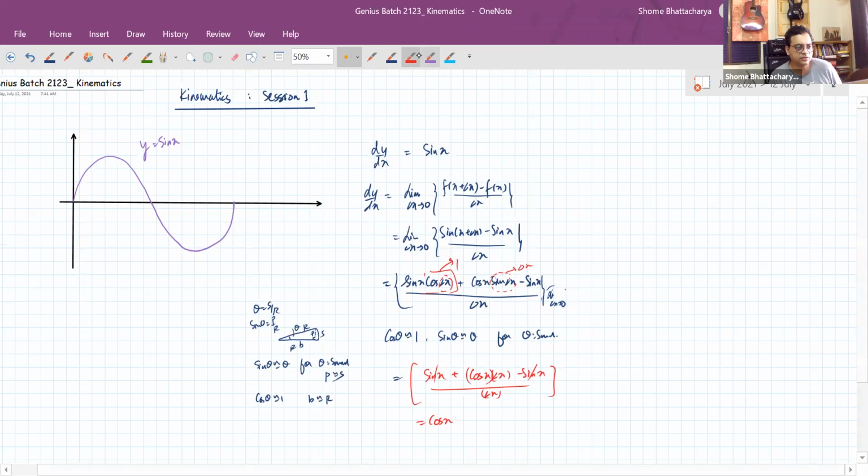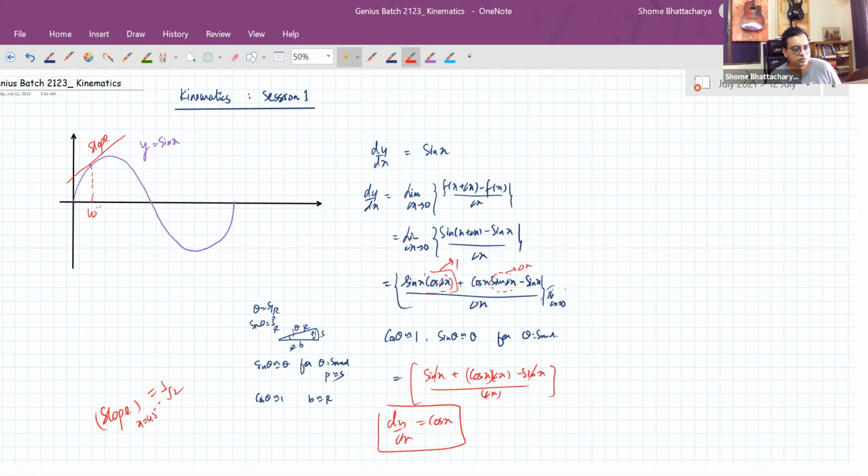Now, what is the meaning of this? Let's understand. We got dy by dx equal to cos x. So now let's understand this in terms of slope. Let's pick some point between 0 and 90, say 45 degrees. If I draw a tangent over here, the slope of that tangent should be equal to the value of cos x, or of the derivative, at x equal to 45 degrees. That's 1 by root 2, so approximately 0.7. Understood, no?